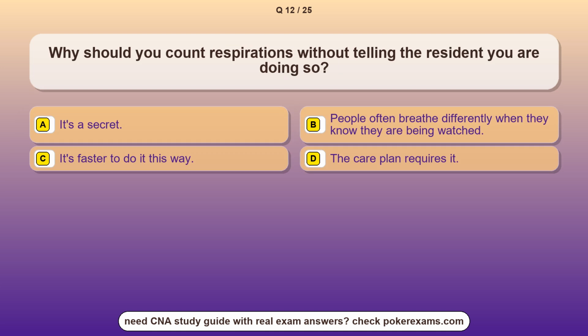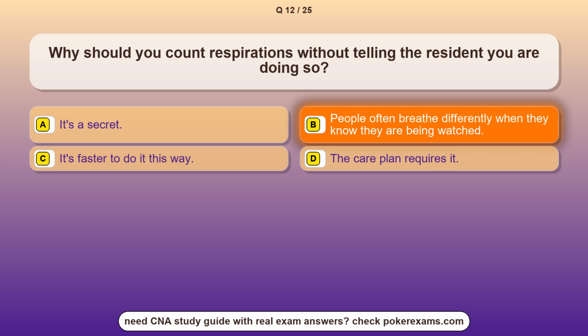Question 12. Why should you count respirations without telling the resident you are doing so? Option A, it's a secret. Option B, people often breathe differently when they know they are being watched. Option C, it's faster to do it this way. Option D, the care plan requires it.